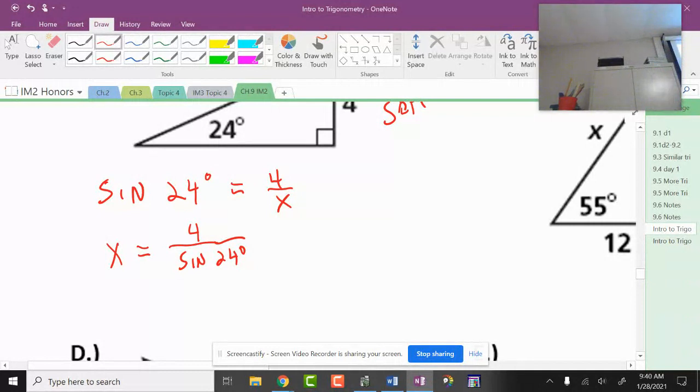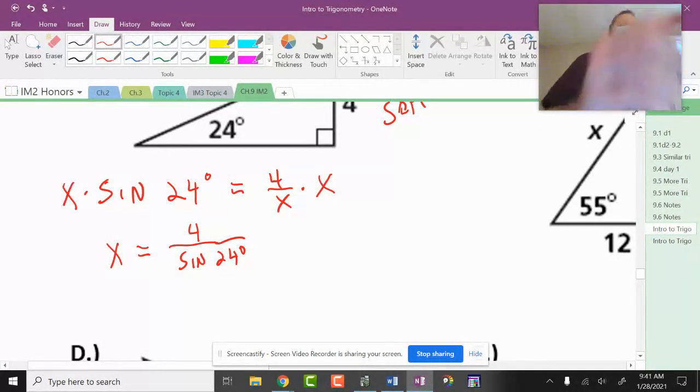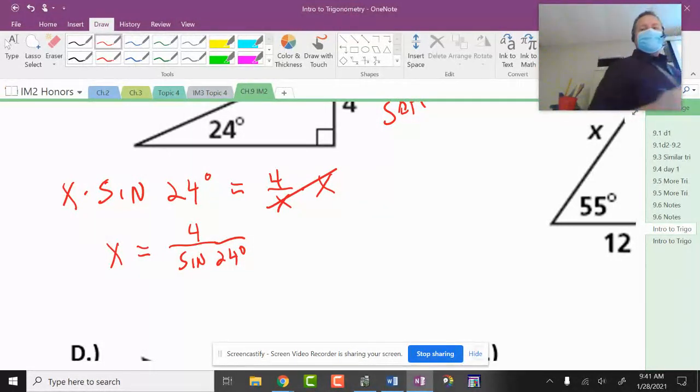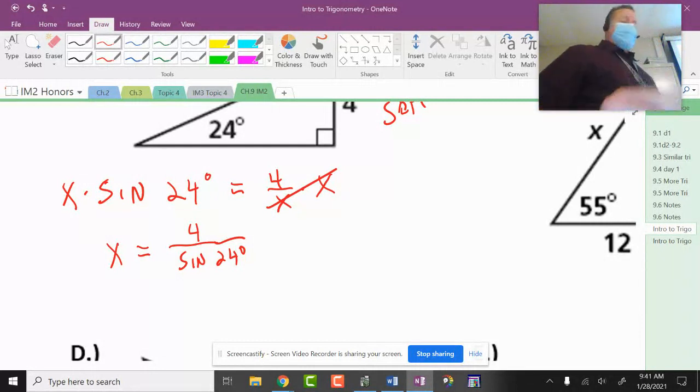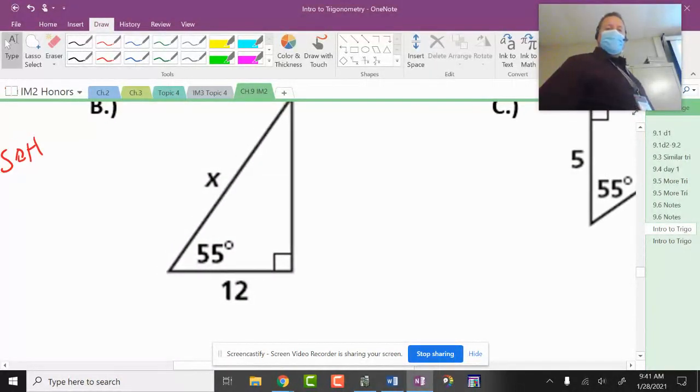In the Get Triggy with It video, you'll see when we show it again, they switch them. Those just switch when the variable's on the bottom. Or multiply both sides by x. And then to get x by itself, you got to turn around and divide by sine 24, the whole chunk. It all comes together. Okay, what do we get for an answer there? Anyone? 9.8? Okay, that seemed small. And then units.